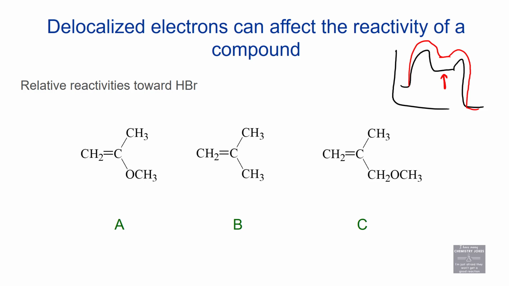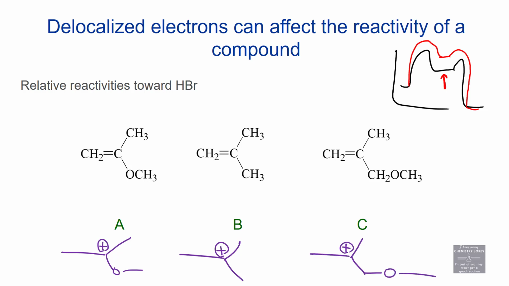And how do you get to be on that black shelf? A more stable carbocation is lower energy than a less stable carbocation. Oh, that's enlightening. So when it says rank the relative reactivities toward HBr, we're looking for carbocation stability. That's exactly what this question is asking. In A, my carbocation would be here, potentially. In B, my carbocation would be here, at least potentially. In C, if I want to stay similar, my carbocation would be here.